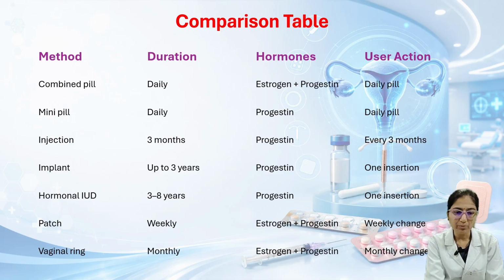Implant: up to 3 years, hormone is progestin, one insertion. Hormonal IUD: 3 to 8 years, progestin, one insertion. Patch: weekly, estrogen including progestin, weekly change. Vaginal ring: monthly, estrogen including progestin, monthly change. This table is very important, try to keep it in mind.